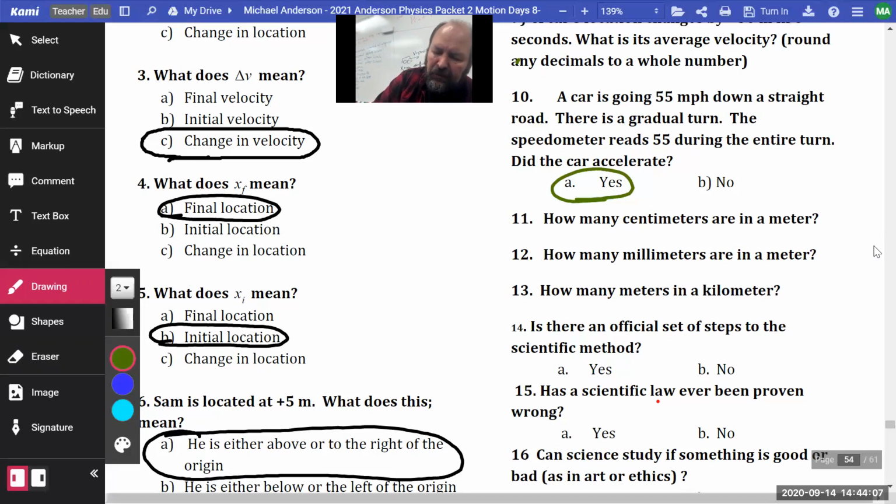Hopefully for number 11, you said 100. Number 12 is 1,000, and 13 is 1,000. Number 14, is there an official set of steps to the scientific method?